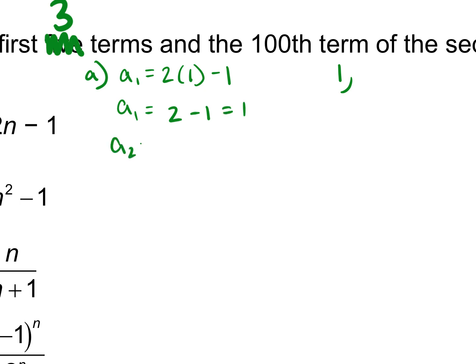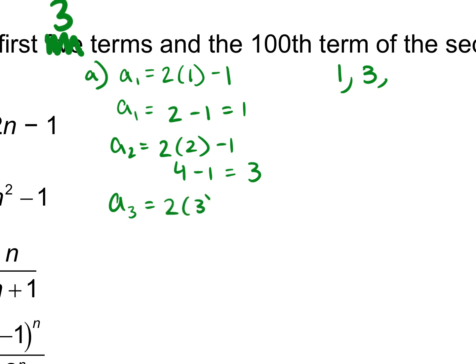To find A sub 2, we're going to plug in 2. So we have 2 times 2 minus 1. 2 times 2 would be 4, and 4 minus 1 is 3. So our next term would be 3. To find our third term, we're going to plug in 3. So 2 times 3 would be 6, and 6 minus 1 is 5.